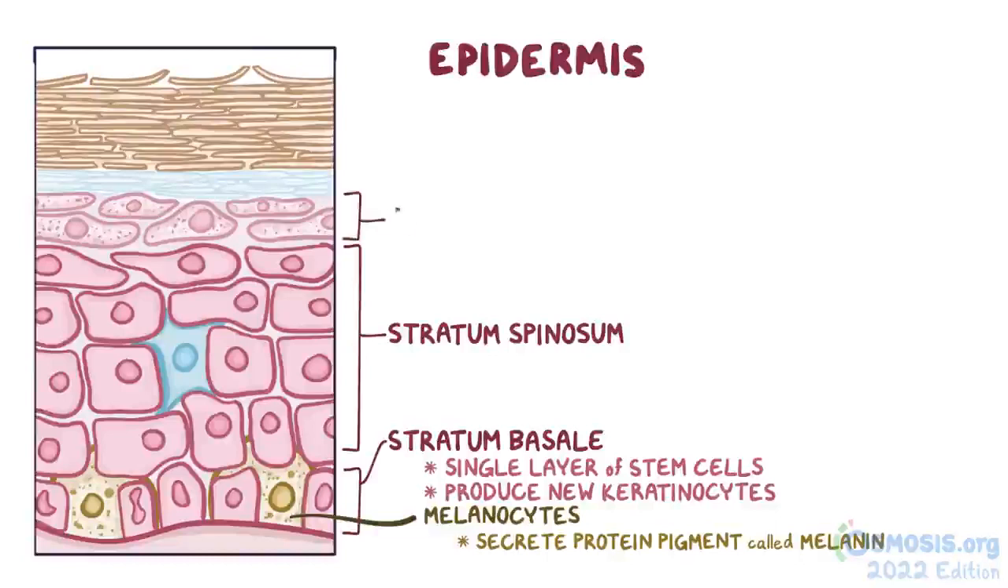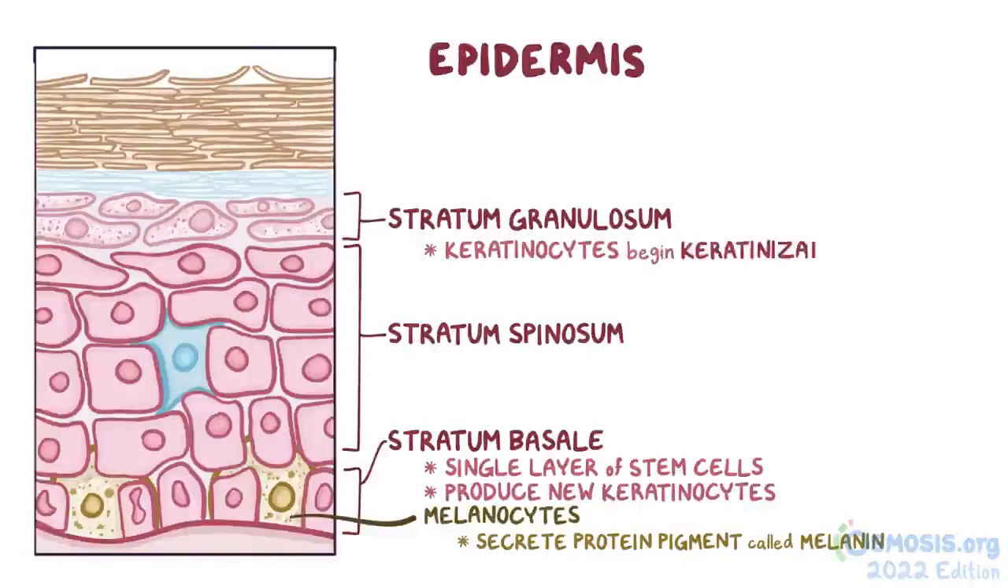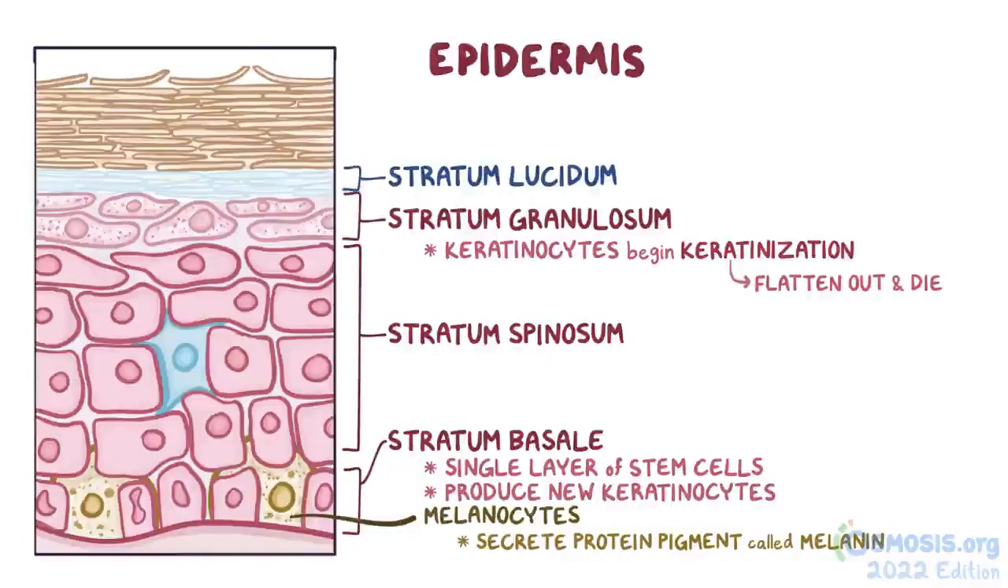The next layer up is the stratum granulosum, which is 3 to 5 cell layers thick. Keratinocytes in this layer begin the process of keratinization, which is the process where the keratinocytes flatten out and die. Keratinization leads to development of the stratum lucidum layer, which is 2 to 3 cell layers thick of translucent, dead keratinocytes. Finally, there's the stratum corneum, or the uppermost and thickest layer of the epidermis, which is like a wall of 20 to 30 layers, where the glycolipid acts like the cement and the dead keratinized cells are the bricks.